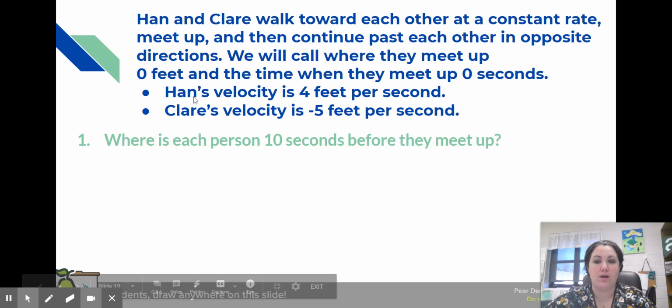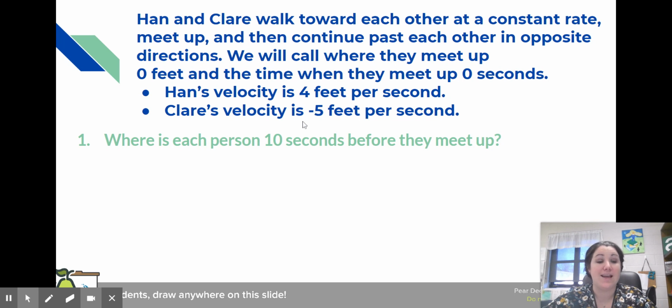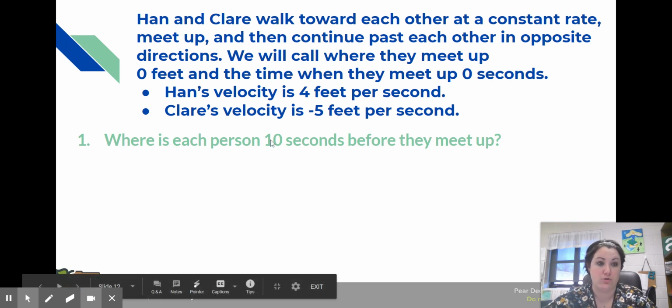So you have 2 people walking. Han is walking at 4 feet per second. Claire is walking at -5 feet per second. Remember that negative means east or west. Okay, so 10 seconds before they meet up. So at -10 seconds, where were they?